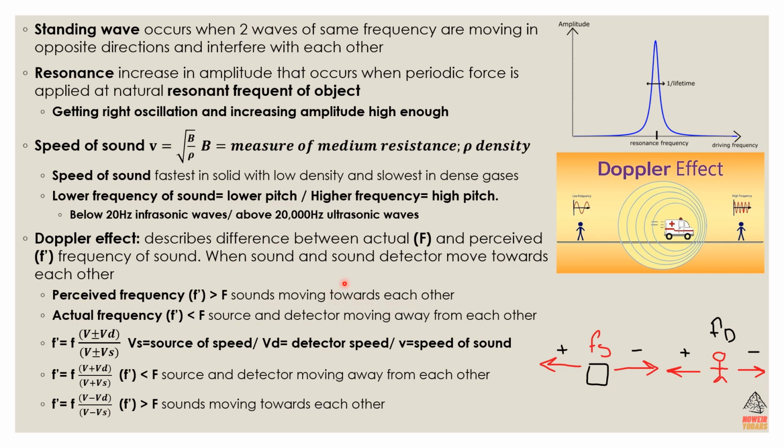So it describes basically the difference between the observed sound and the source. Right, so as I was saying, as a siren approaches the observer, sound waves are compressed, resulting in a higher frequency, or as the siren moves away from the observer, sound waves are stretched, resulting in a lower frequency and a lower pitch. So the perceived frequency is higher than the actual frequency when the source and observer are moving toward each other.